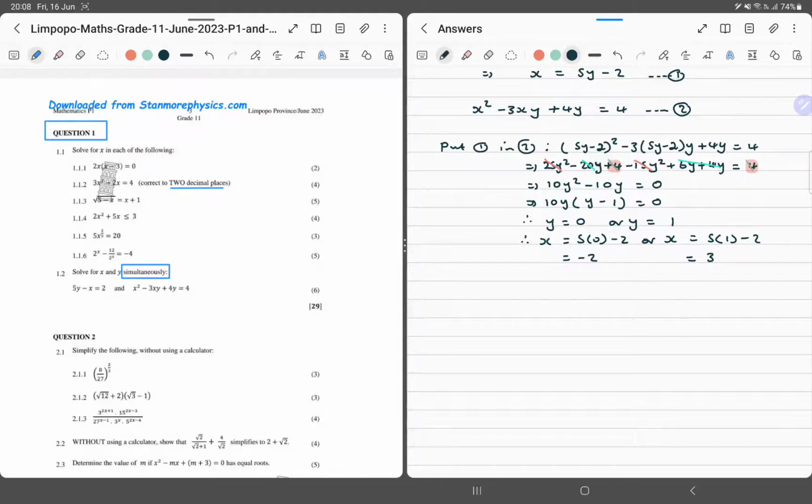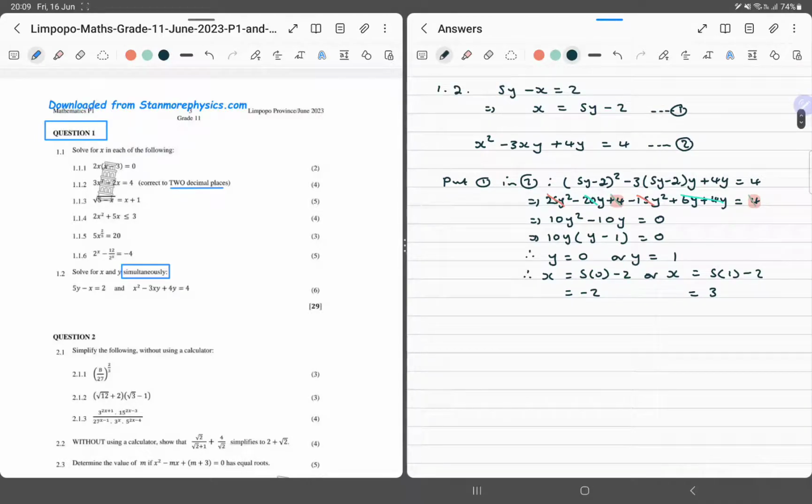now once you get to this point, you want to double check if your solutions are correct. You take this pair minus 2 and 0. You substitute into one of the original equations. For example, we've got 5y there. So now 5 into 0 is already 0. It falls away. And then minus into minus 2 is going to be a plus 2. So plus 2 is equal to 2. So this means these solutions satisfy our equation.